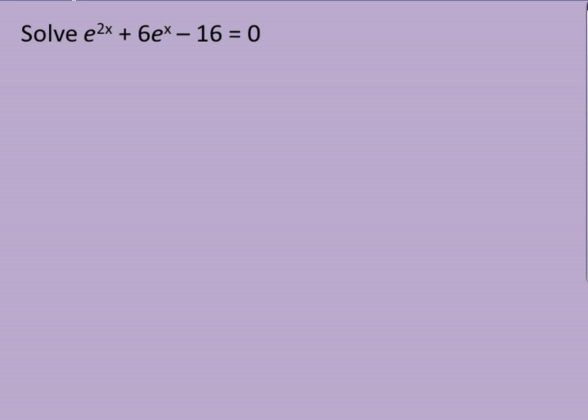Now for this example, we're just going to solve for x. Now if you look, this looks kind of similar to a problem that would be in the form of u squared plus 6u minus 16. So that means for this problem, we're letting u equal e to the x. And we're letting u equal e to the x because we know how to factor it if this is just with the u. So we're going to factor this trinomial.